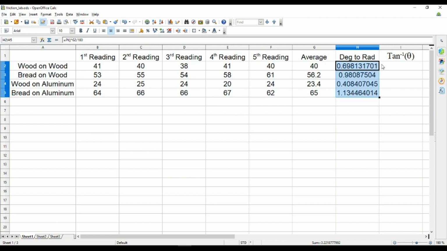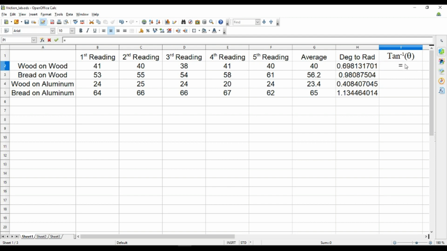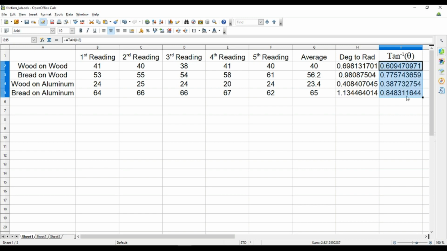The last step is to take the inverse tangent of this angle, and that will actually give us our static coefficient of friction for the material. To do that, we type equals atan column H2, enter, and that gives us our number. Then we just have to drag it down, and now we have the static coefficients of friction for each of the different materials.